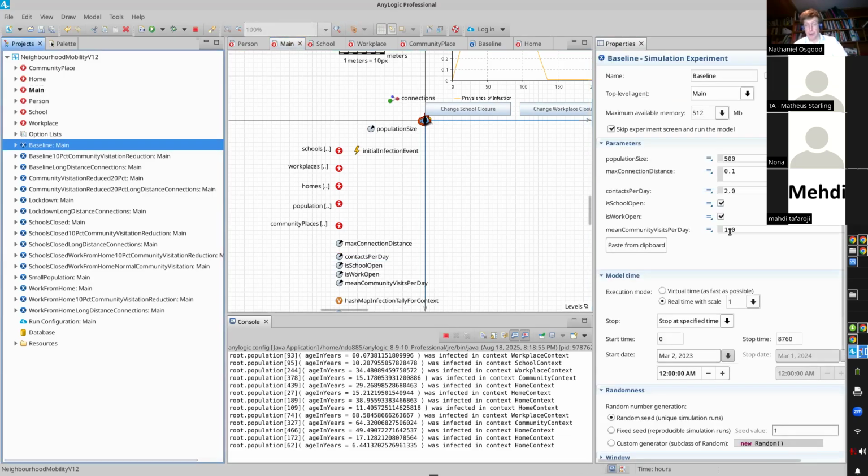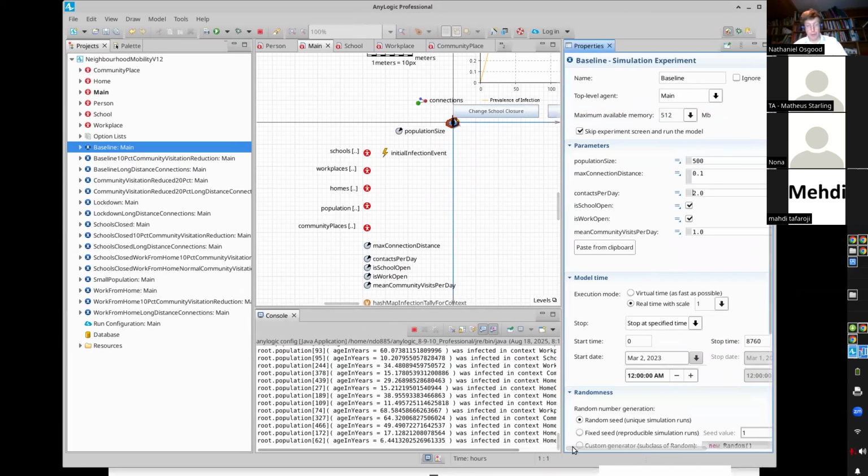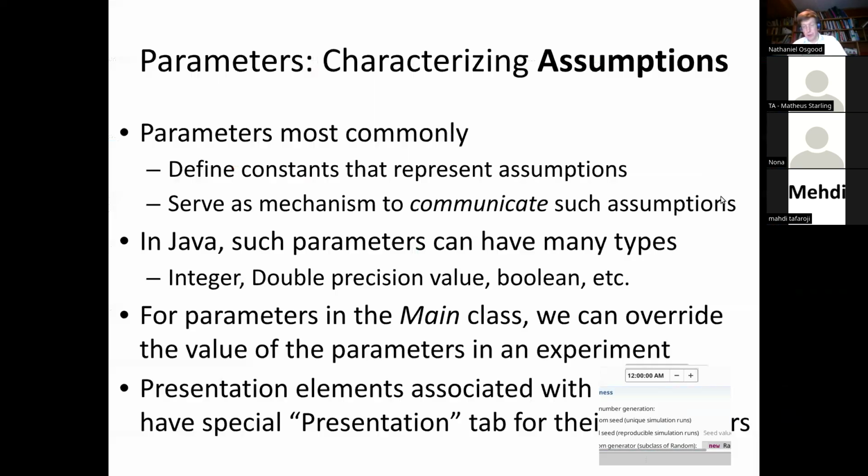So baseline will say, hey model, hey main, you're going to assume 2 contacts per day. And it says, yes, ma'am, and it does that. Whereas if we had a reduced number of connections, alas, I didn't create that here. But you could have alternative ones that have that or something like that.